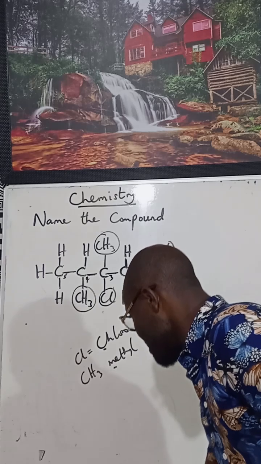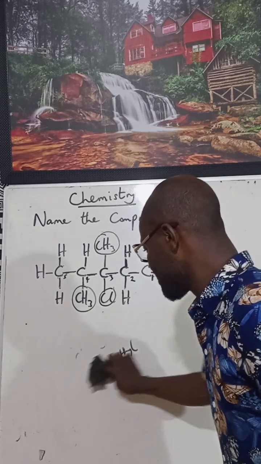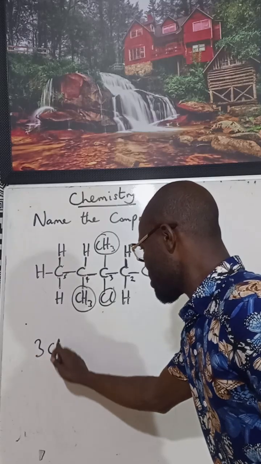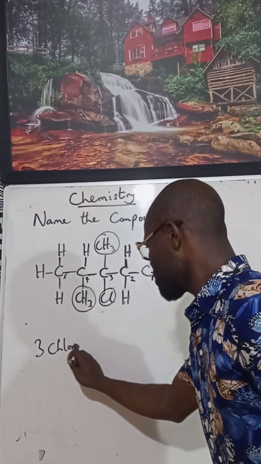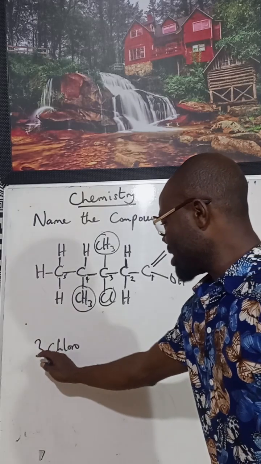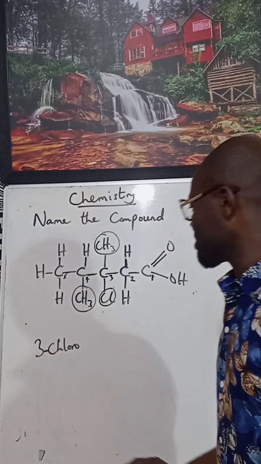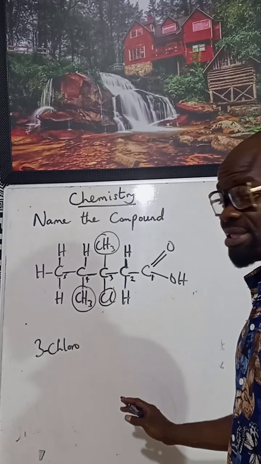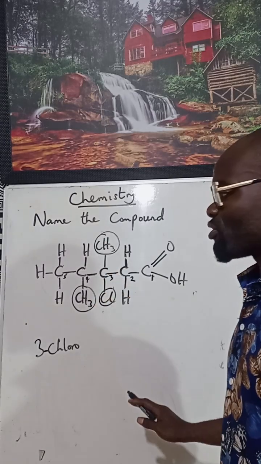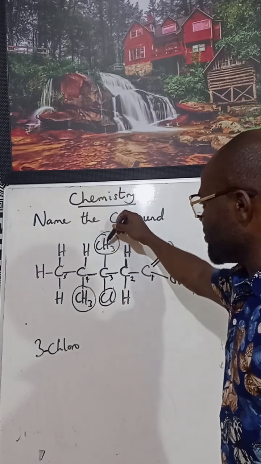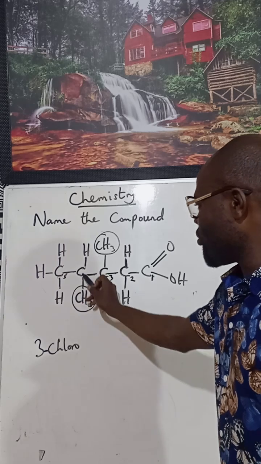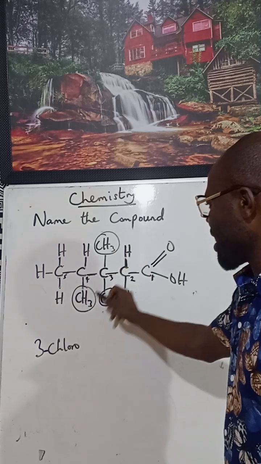So let's name it now. So we have 3-chloro. Don't forget that there must be a hyphen between the figure 3 and the letter. So 3-chloro, you can see now. After chloro is now methyl. Which carbon atom is methyl attached to? The first one is attached to number 3, the second one is attached to number 4. So we have 3 and 4.